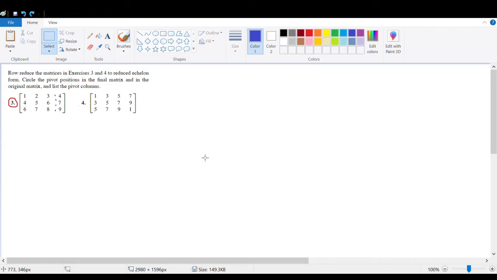In question number 3, we need to row reduce the matrices in this exercise to reduced echelon form. Then we need to circle the pivot positions in the final matrix and in the original matrix and list the pivot columns. So first we need to row reduce this matrix to put it in reduced form. So let us do some row operations to reduce this matrix. After reducing this matrix, we will get the new matrix which is in reduced echelon form, which is this one.